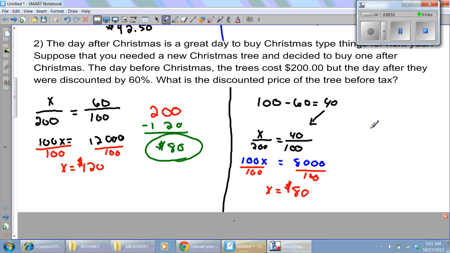I personally think this way is easier to do because on this one I tend to forget to do this step here, this subtraction step. I get my answer of 120 and I want to stop. I feel like I'm done. In this one, because I haven't done the percent proportion yet, I don't feel that way.